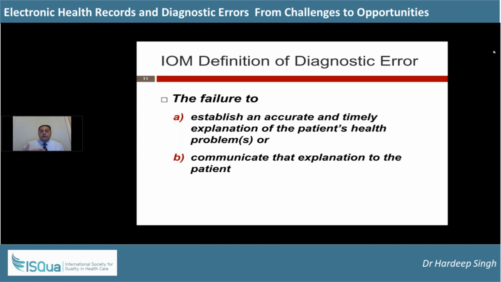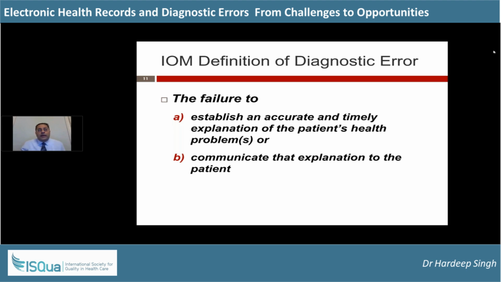We agree on how long... ways that we have tried to conceptualize what diagnostic error is.